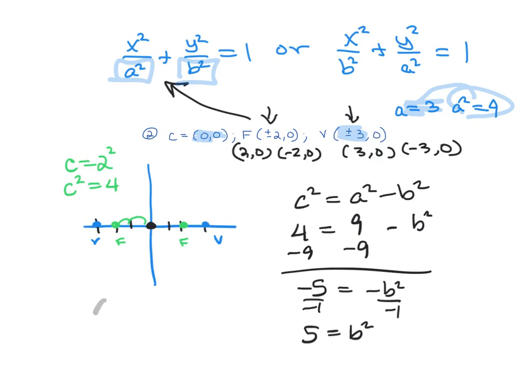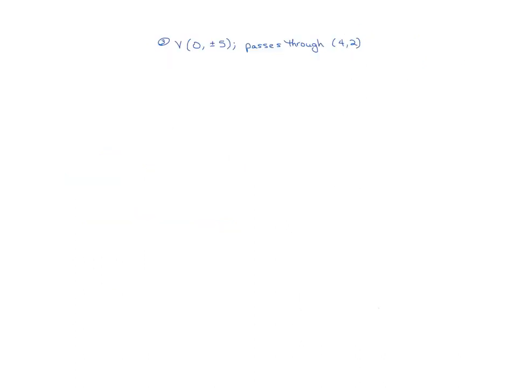So it becomes x squared over a squared, which is 9, plus y squared, and then I just found the b squared to be 5, equals 1. And I'm done. Let's try another one.